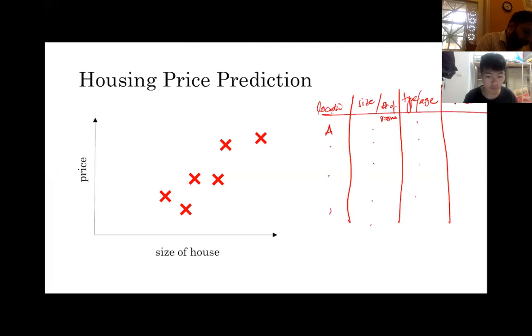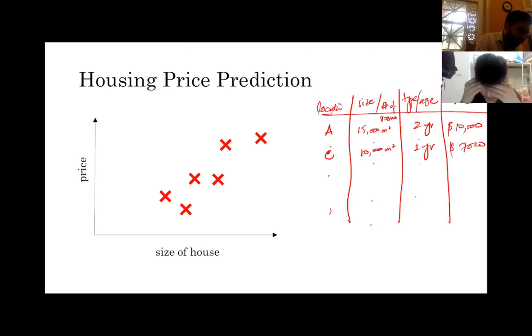Size is also a continuous variable, something like maybe 15,000 meters square. I don't know, sorry. That's a huge house, but anyway, let's just do it. And age is maybe 2 years old. And the price for this is, let's say, $10,000. Similarly, you have another house, which is in a location C, size is maybe 10,000 meters square, age is maybe 1 year, and the price is maybe $7,000, and so on.